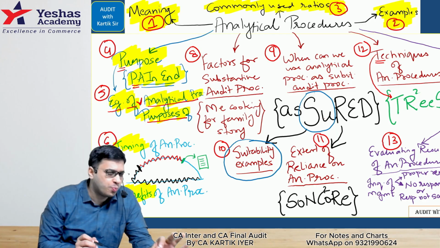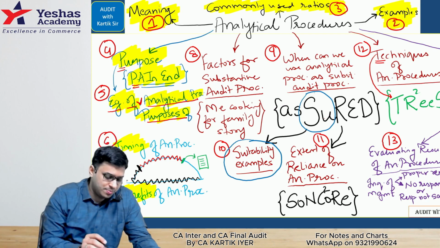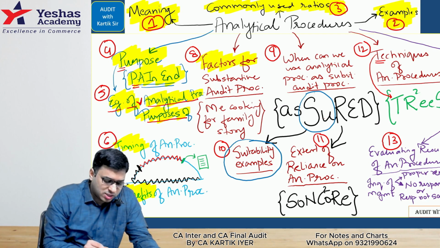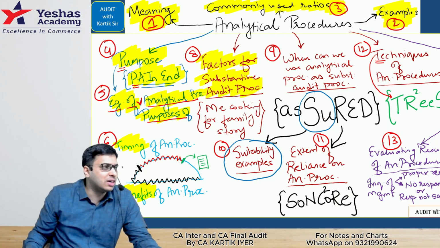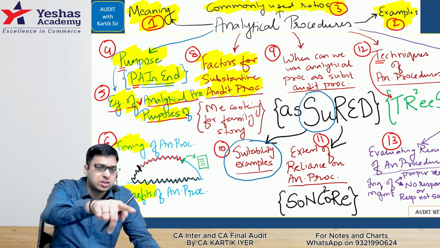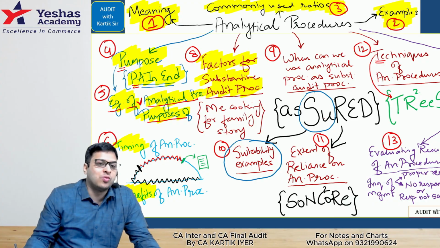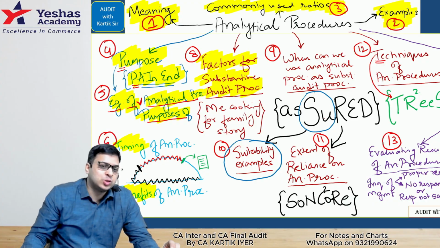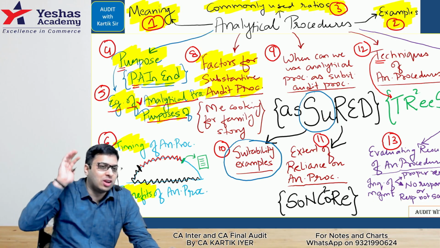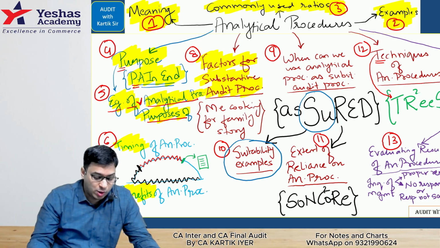Question number 8, superb question, one of the favorite questions to teach. Factors for substantive audit procedures. What is this area? In the last batch, I remember the batch just after yours, this area took 1 hour 15 minutes in the class. Students were super involved in this discussion. Very good one.